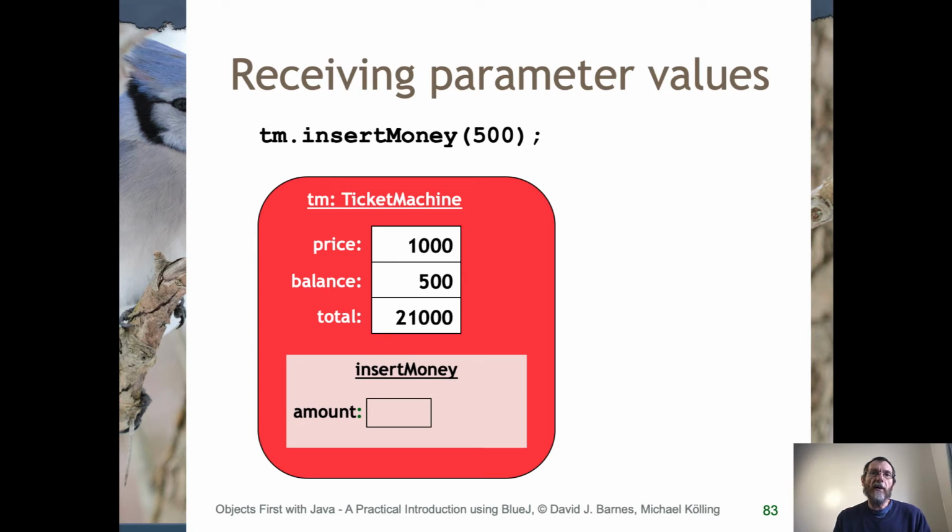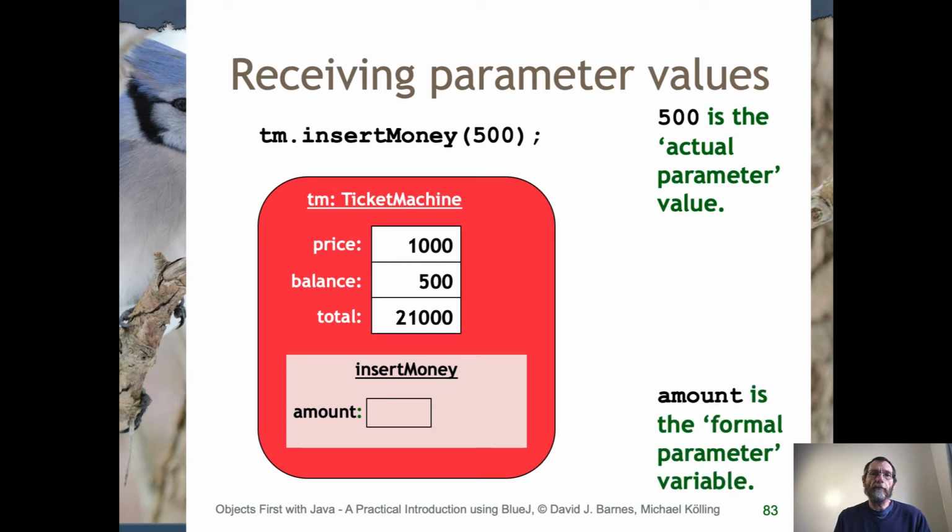Now, because we're going to be dealing with two different parameters, the parameter at the call and the parameter at the receiving method, we need distinctive names for those two parameter positions. So what we say is that the value in the call, in this case 500, is the actual parameter value. So actual parameter is what we call the value in the call. And the receiving variable is what we call the formal parameter variable. So actual parameter in the call, formal parameter in the receiving method.